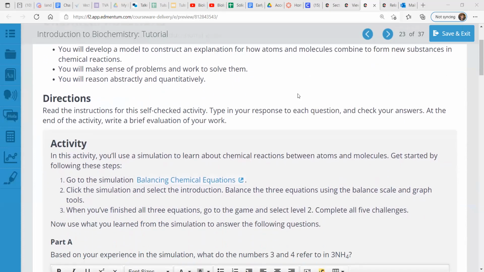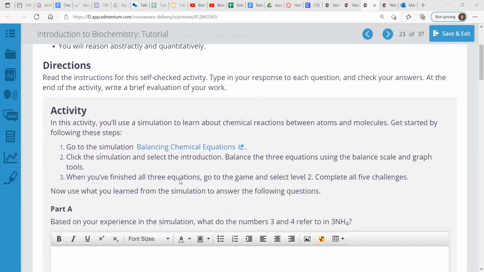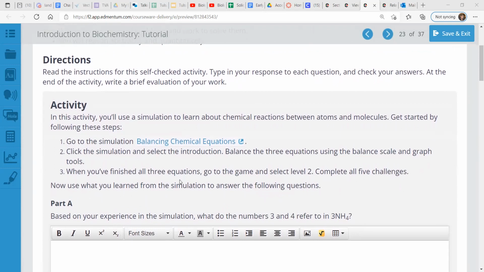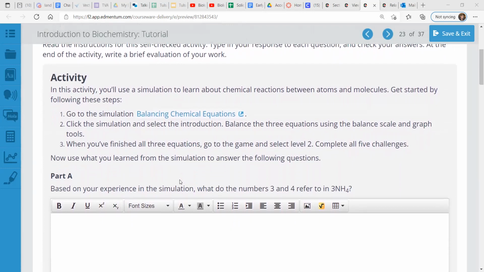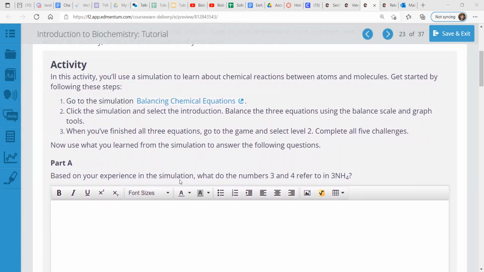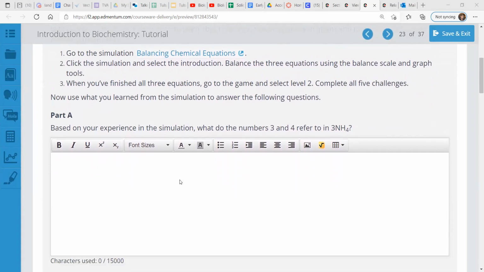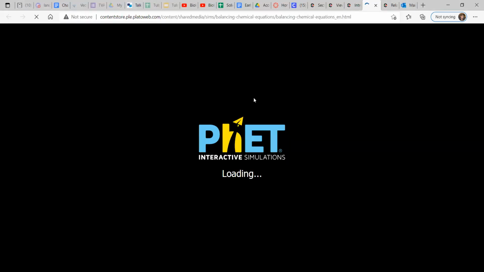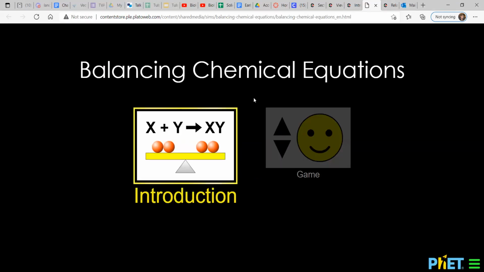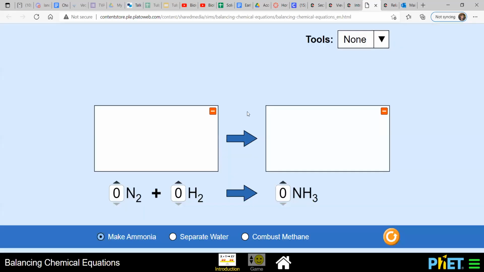So here we go. We're going to use a simulation called balancing chemical equations, and we're going to balance three equations. There's also a little bit of a game, and it has challenges that we can do together. So here we go. PhET, P-H-E-T, interactive balancing equations simulation.